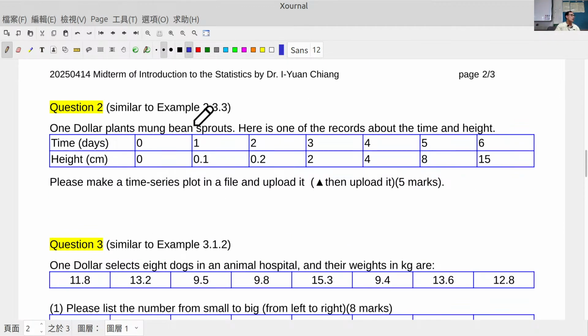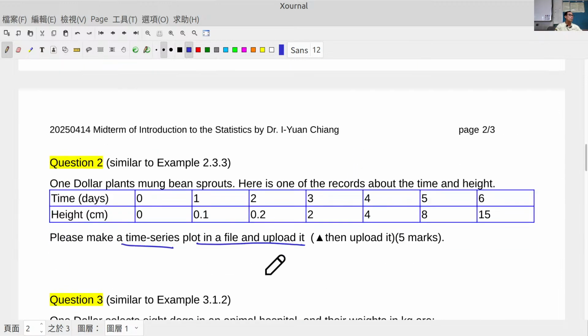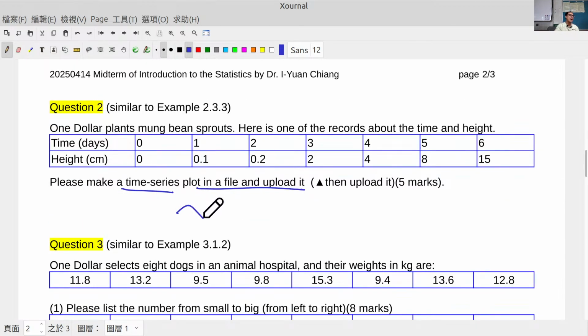Second question. $1 plants more bean sprouts. And here is one of the records about the time and height. Time 0, 1, 2, 3, 4, 5, 6. The height is 0, 0.1, 0.2, 2, 4, 8, 18. Okay, please plot a time series and upload it. Just a reminder, the first 2 plots are regular plots, but here you need to use X, Y distribution.